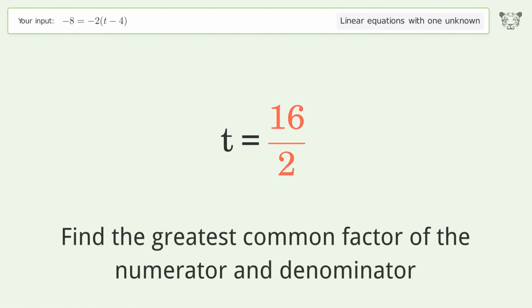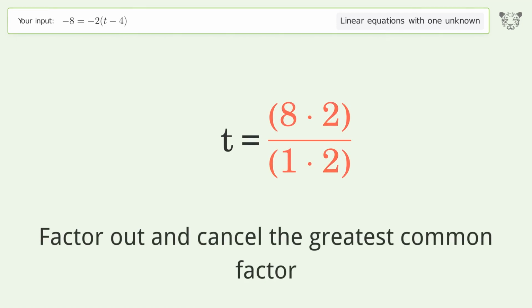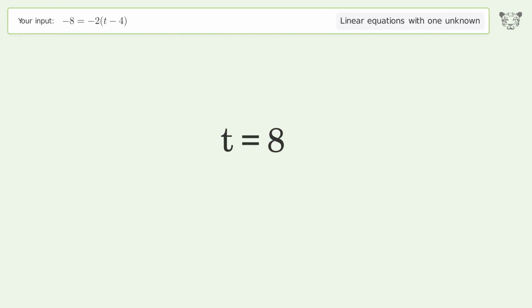Find the greatest common factor of the numerator and denominator. Factor out and cancel the greatest common factor. And so the final result is t equals 8.